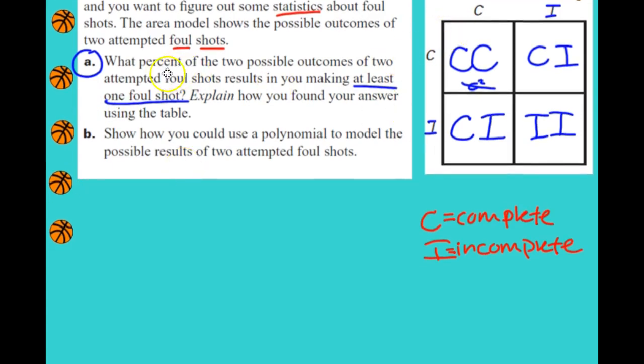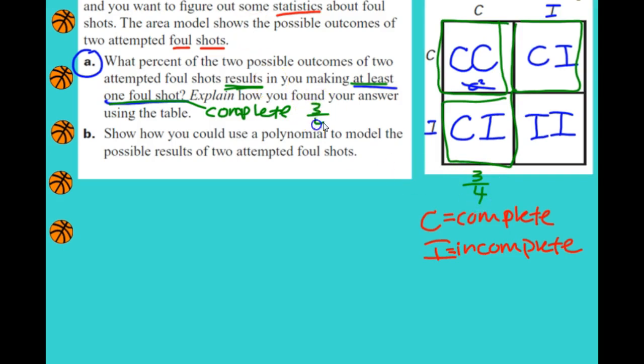So what % of the 2 possible outcomes of the 2 foul shots results or happens or makes you get at least 1 foul shot, 1 foul shot complete. You make it in the basket. So at least 1, well this has at least 1 complete, this has at least 1 complete, and this has at least 1 complete. So that is 3 out of 4 total, but it asks for that as a %. 3 out of 4 is equal to 0.75 or 75%.